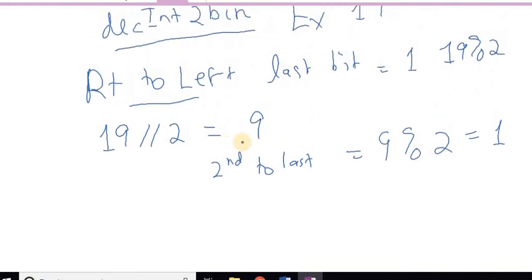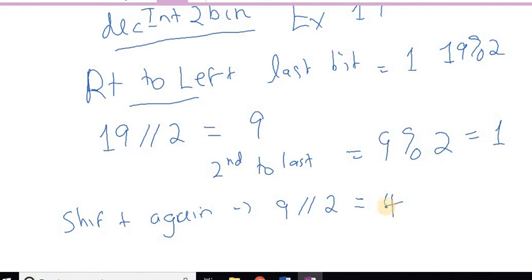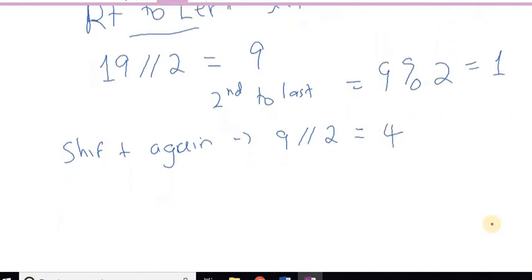Okay, and then I'm going to shift again by dividing by 2, and that's going to be 9 integer divided by 2. Now 9 integer divided by 2 is really the same, if you take off the remainder, as 8 divided by 2, which is equal to 4. Okay, so that's going to shift me again. All right, so next stage, I'm going to do 4 divided by 2.